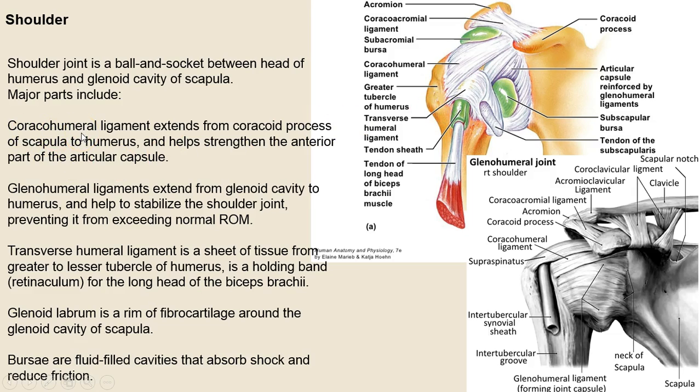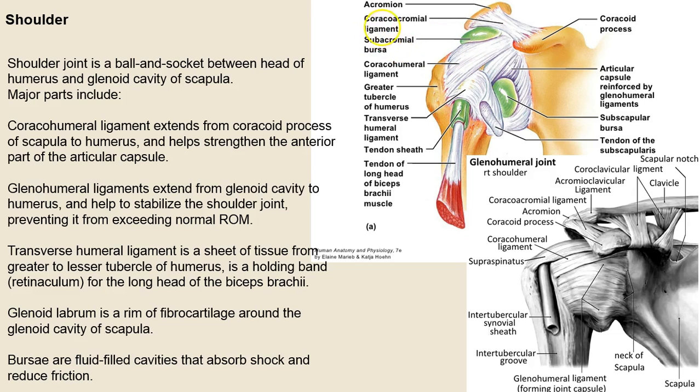Coracohumeral. Well, coracohumeral. So it's the coracoid process here and the humerus. So there's your attachment right there. It's a sheet of ligament that's going to strengthen the anterior or the front of the shoulder.